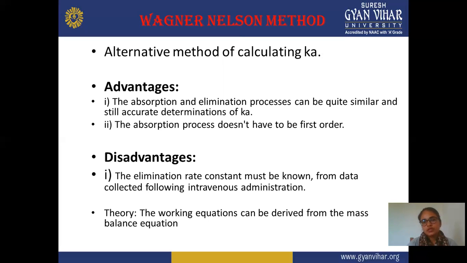The disadvantage of the Wagner-Nelson method is that the elimination rate constant must be known from data collected following intravenous administration. This means intravenous data is required, which shows the elimination rate constant, and with the help of this data we can compare the other data. In theory, the working equation can be derived from a mass balance equation, so you use the mass balance equation for this.